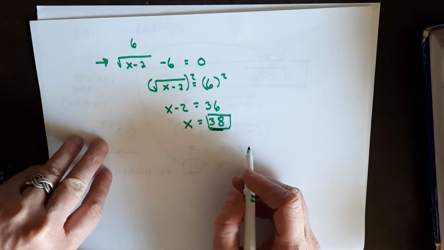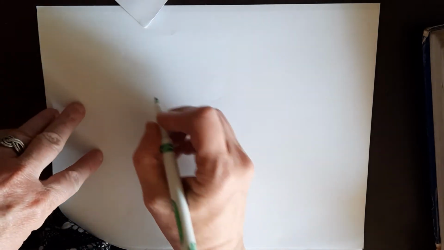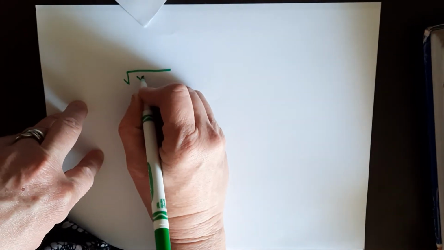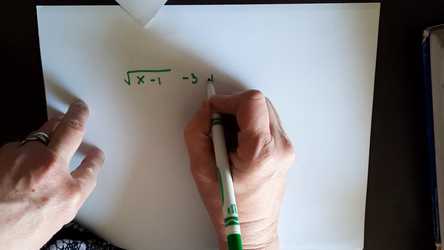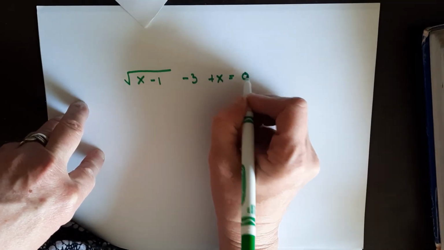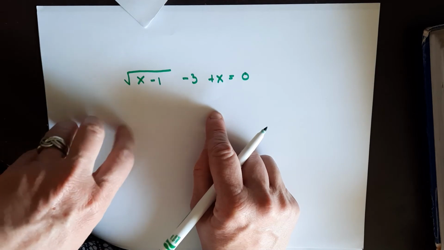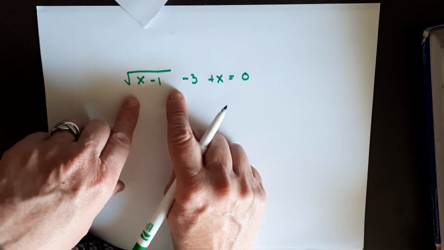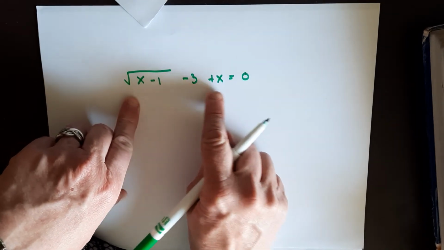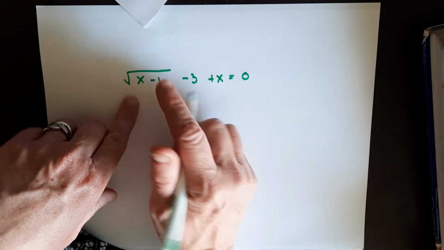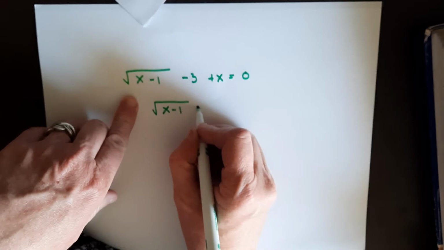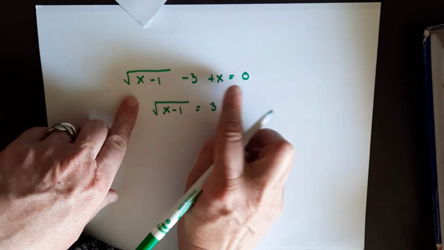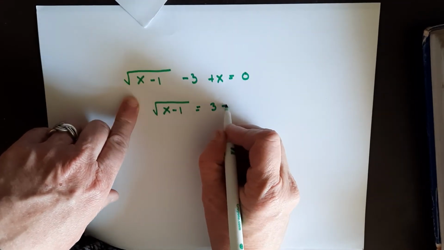We're going to try one that's a little bit different. That's the square root of x minus 1 minus 3 plus x equals 0. We're going to isolate this radical and add 3 to each side and subtract x from each side. So this radical is just by itself, which gives us the square root of x minus 1 equals 3 minus x, because we added 3 to each side and subtracted x.